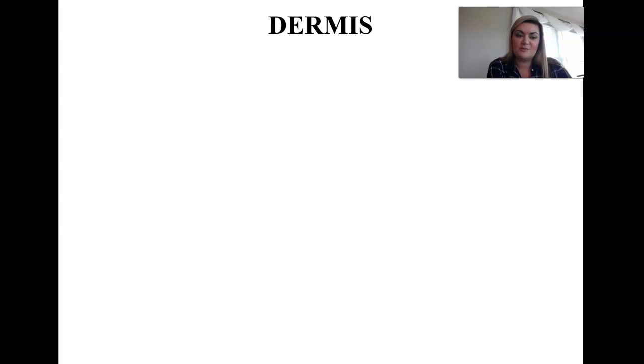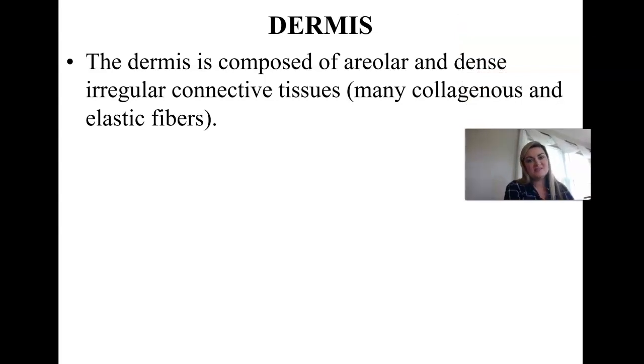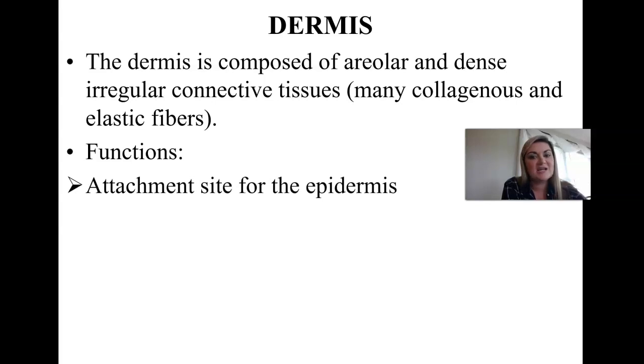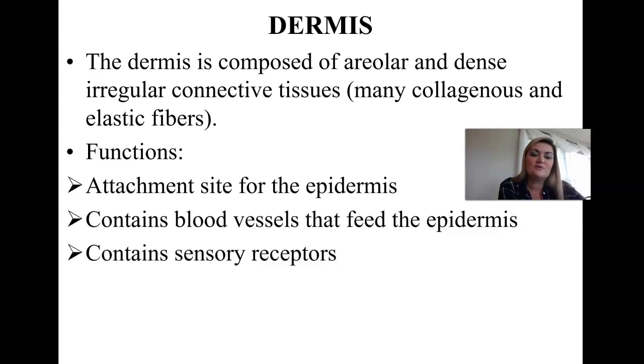Going into the dermis part. The dermis is going to be composed of areolar and dense irregular connective tissues. Many collagenous fibers and elastic fibers are going to be found within this layer. So the collagen fibers are going to give it strength. The elastin fibers will give it elasticity. The functions: attachment site for the epidermis, contains blood vessels that are going to feed the epidermis, contains sensory receptors that are going to pick up on information.